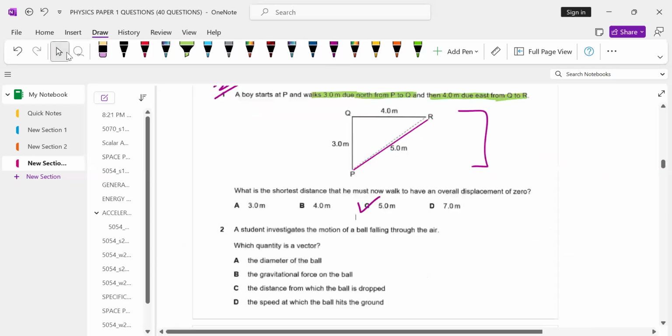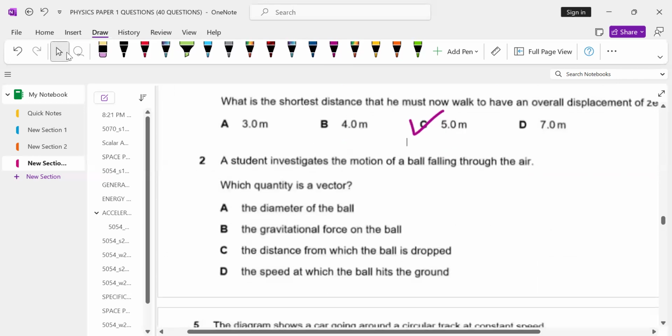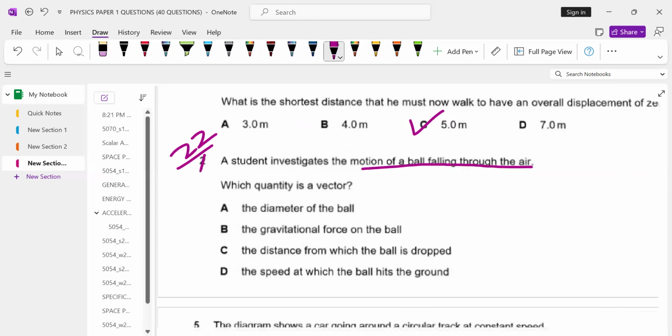Then question number 22. A student investigates the motion of a ball falling through the air. Which quantity is a vector? They are asking for the vector quantities. Vectors are those quantities which have magnitude as well as direction. Diameter? No. Gravitational force? Yes. Distance? No, it's scalar. Speed is also scalar. So option B is correct for question number 22.